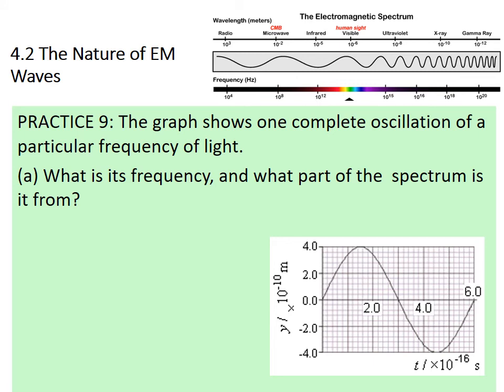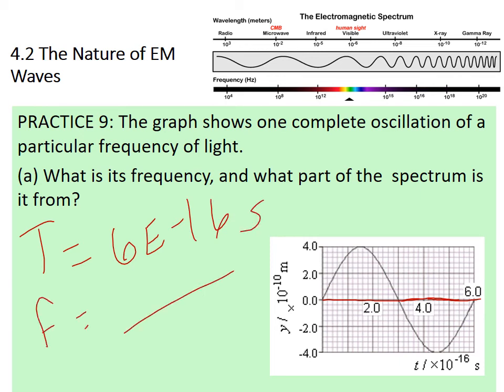The graph shows one complete oscillation of a particular frequency of light. What is its frequency and what part of the spectrum is it from? So I can see a graph, it's displacement versus time, one oscillation. So I don't need the displacement information. That would tell me information about the intensity of the light. Don't need that. Instead, I can see that this period, time for one oscillation, is 6e-16 seconds.